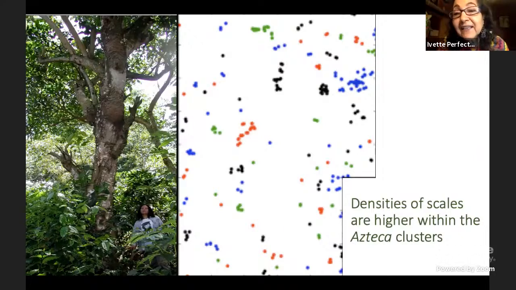Because the scales are tightly associated with the ants, the density of the scales is high in the areas where the ant clusters are located. So, this is the entire farm. There's coffee all over here, but you find scale insects at high density only in these areas where the ants are located. You can find scales all over the farm, but they are at very, very low densities.